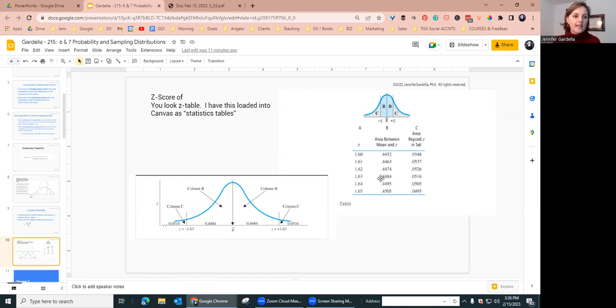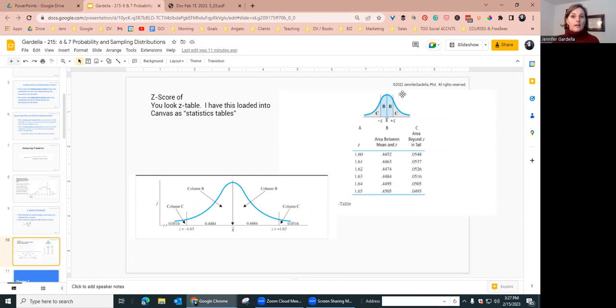So it is the z-score, what's at that z-score in the tail beyond, and what's at 1.63. What is the column B is this part right here. So this is column C, and this is in column B. So you just match up those numbers.